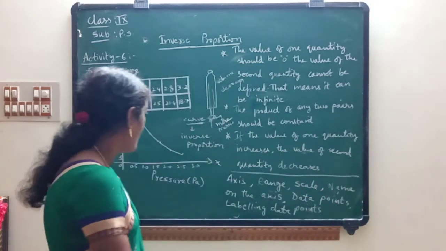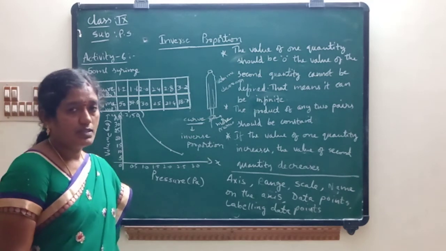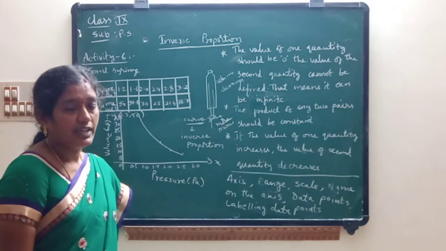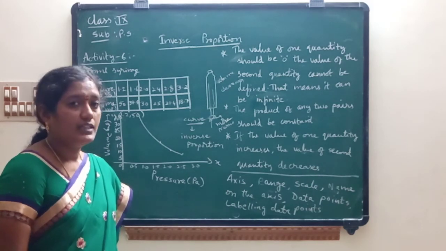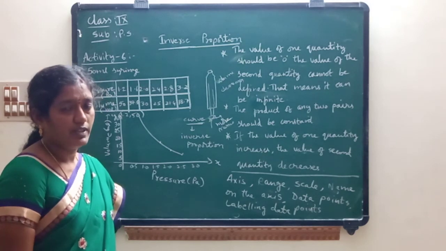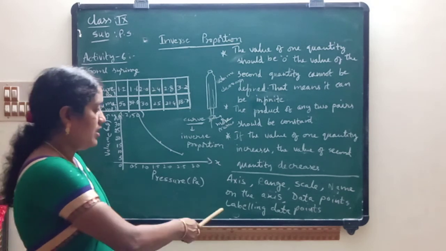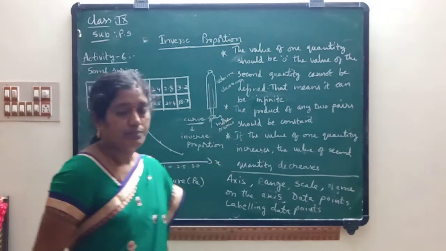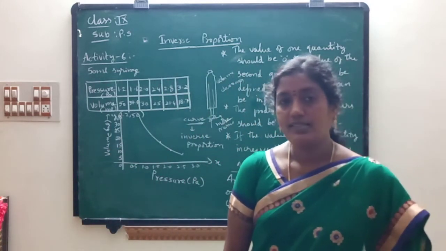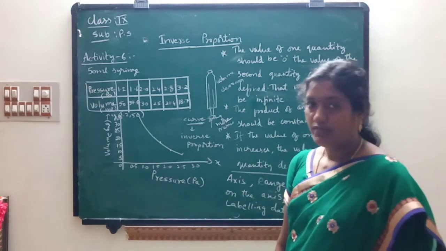Children, in the previous class I told you that in that activity mass is a dependent variable. That is wrong, that is a mistake. Mass is an independent variable, so that's why it is taken on the x-axis. In that activity, what is taken on the y-axis along with mass is the dependent variable, children. Now coming to inverse proportion. What is an inverse proportion? If one quantity increases, then the second quantity decreases, then that is known as an inverse proportion.